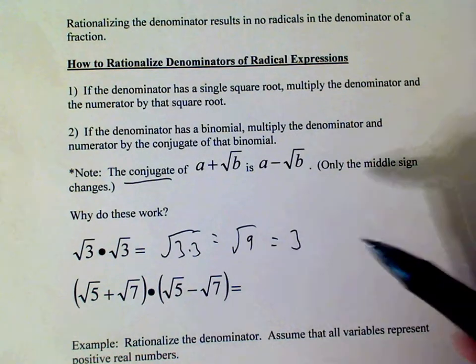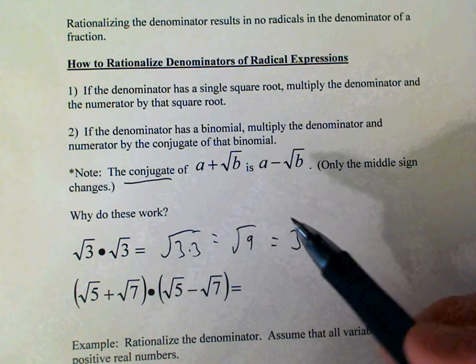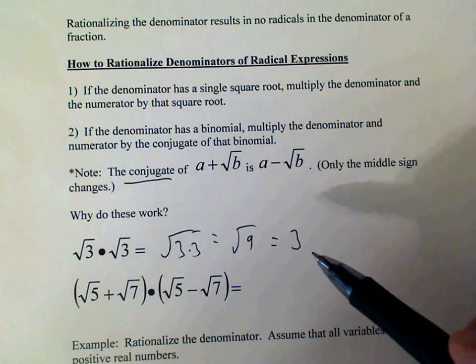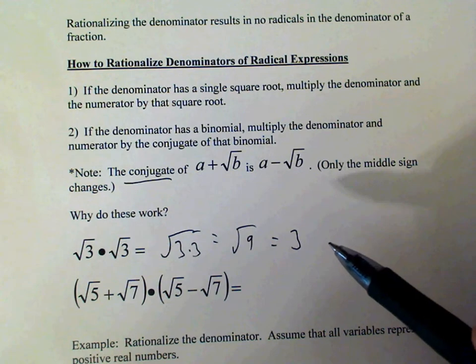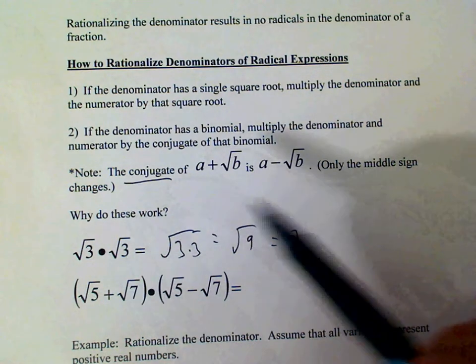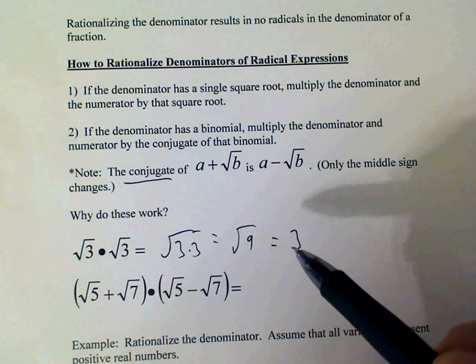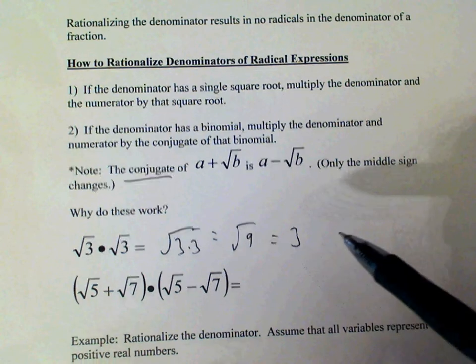In fact, if you take any square root times itself, you're always going to get that number back, or that radicand back. So if you take the square root of 7 times the square root of 7, you get the square root of 49, which happens to be 7 also. It always happens that way. That's why you use the same thing times itself. You always end up with a number with no radicals.